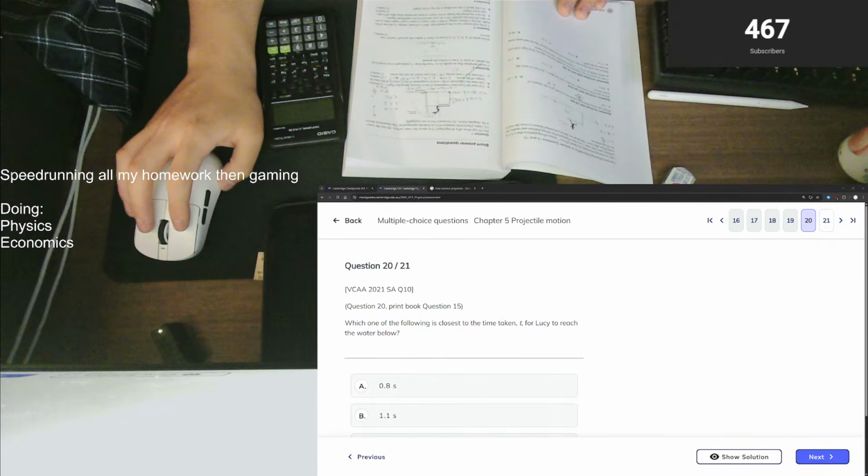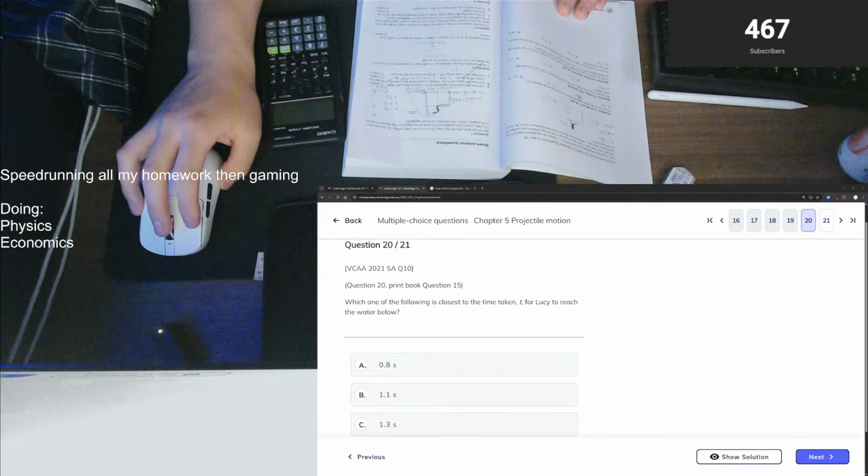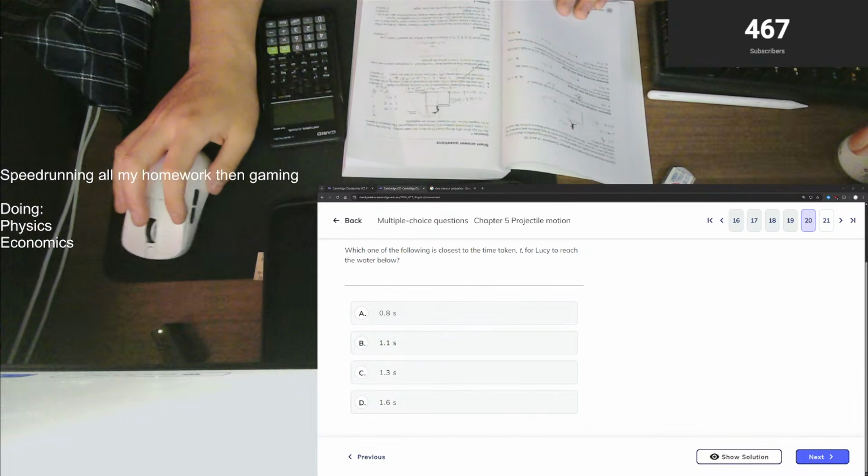Which one of the following is closest to the time taken T from Lucy to reach the water below?